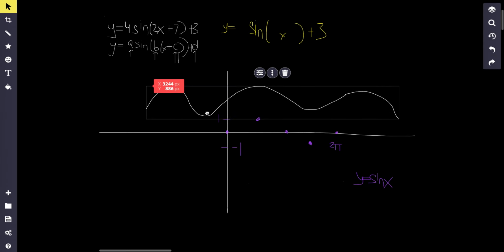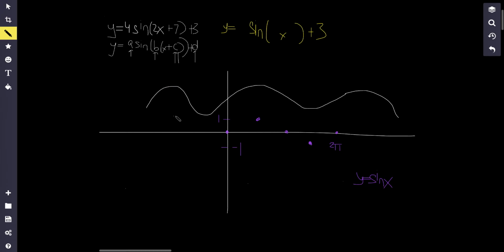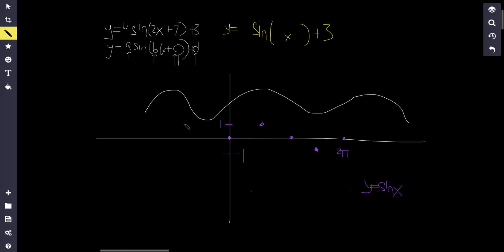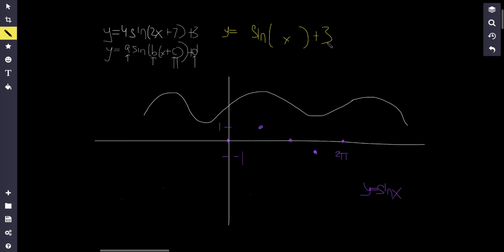I'm just going to take my sine function and move everything up by 3 units. In this case, for our sine function, literally everything moves up by 3 units. So our minimum point, which was originally located at y is equal to -1, if I add 3 to it, now my new minimum point is going to be at y is equal to 2.